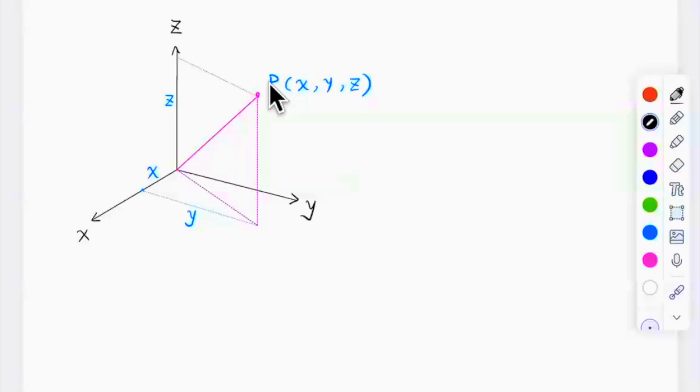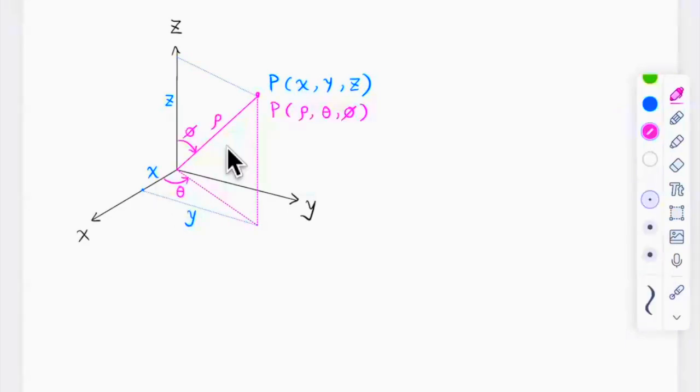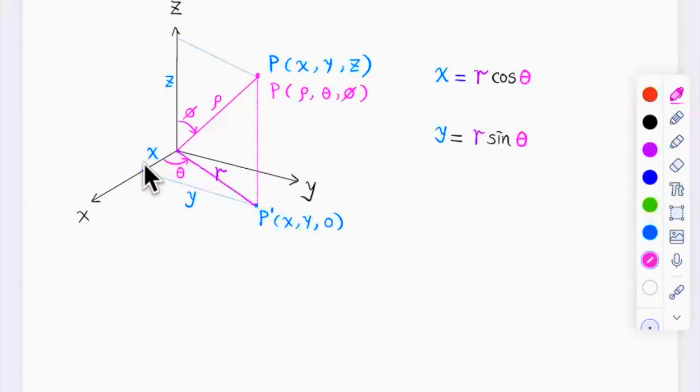Here we have a point P in rectangular coordinates. It has coordinates x, y, and z. In spherical coordinates, this point P has coordinates rho, theta, and phi. Notice that x here is equal to this r here times cosine theta. Y is equal to r times sine of theta.